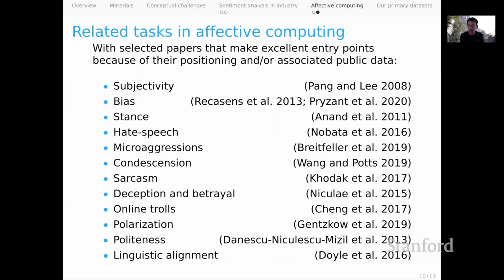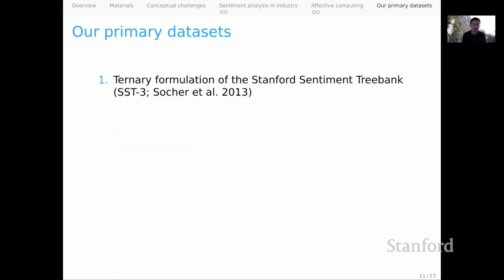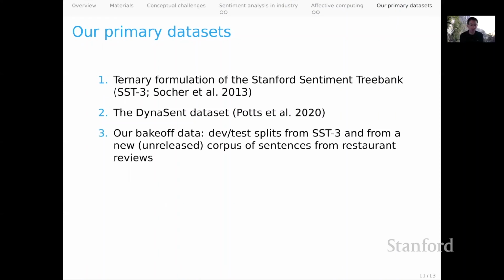But back down to earth here, our primary data sets, as I said, are going to be the ternary formulation of the Stanford Sentiment Treebank, which is just positive, negative, neutral, and also the DynaSent data set, which has that same ternary formulation. The SST is movie reviews. DynaSent is mostly reviews of products and services, I think heavily biased toward restaurants because the underlying data is from Yelp. And then for the bake-off, we're going to have a new dev test split. We'll use SST-3 as well as this new one, a corpus of sentences from restaurant reviews. You can see that DynaSent might be an asset here. They all have this ternary formulation.